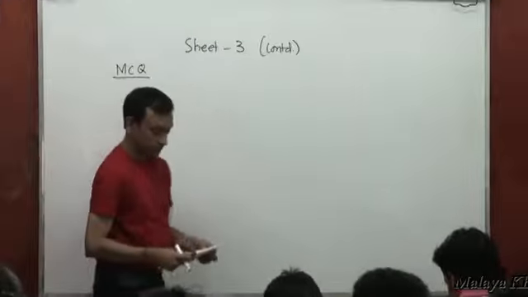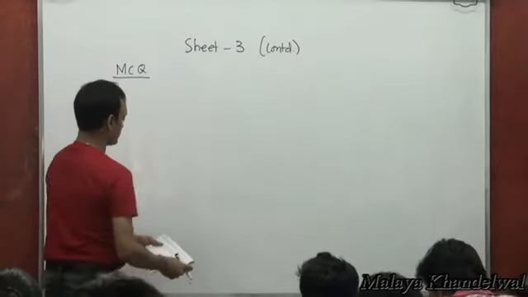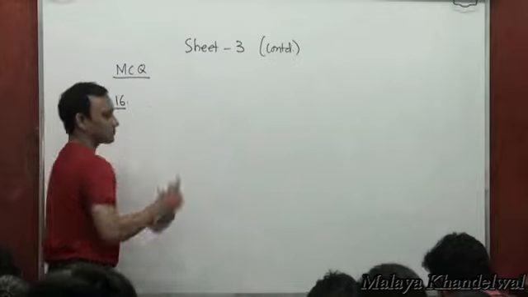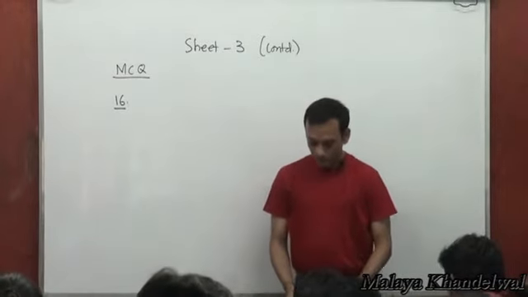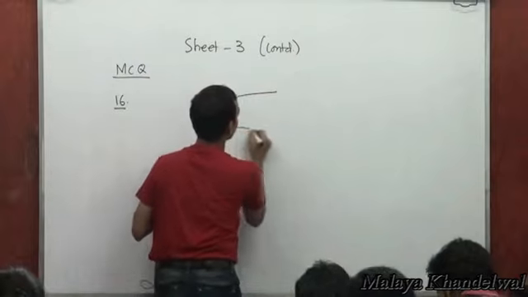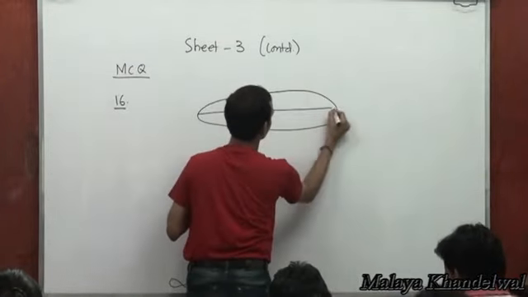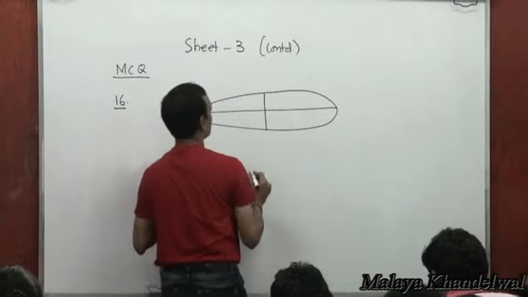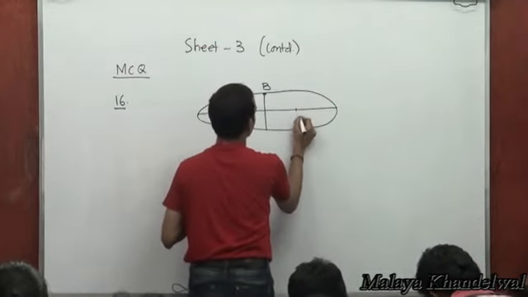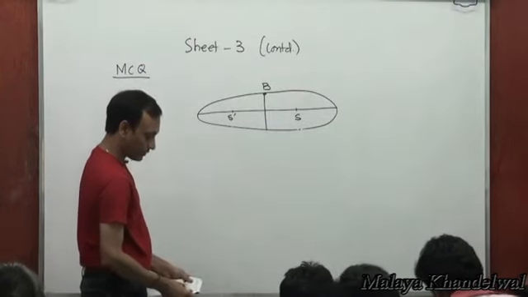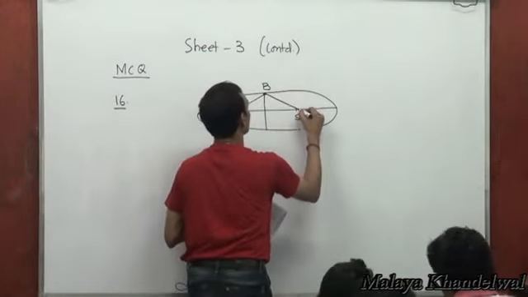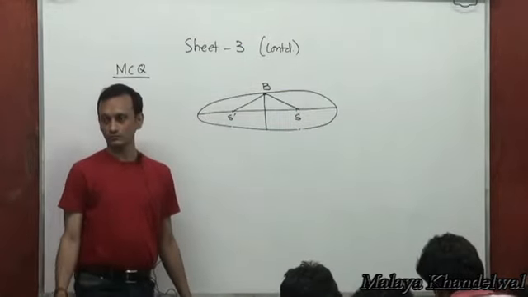The MCQs, starting from problem 16. So what we have in problem 16 is an ellipse with B as the end of a minor axis and S and S prime the 2 foci, and the angle SBS prime is a right angle. That's given in the problem.